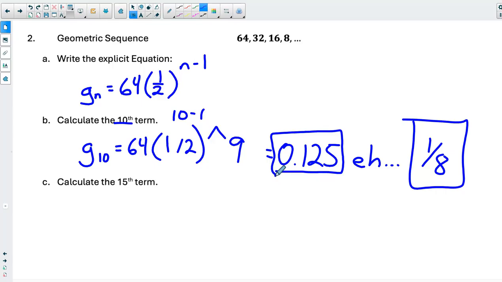We're going to calculate the 15th term, and so I get 64 here, 1/2, and this is to the 14, right? Because I'm going 15 minus 1.